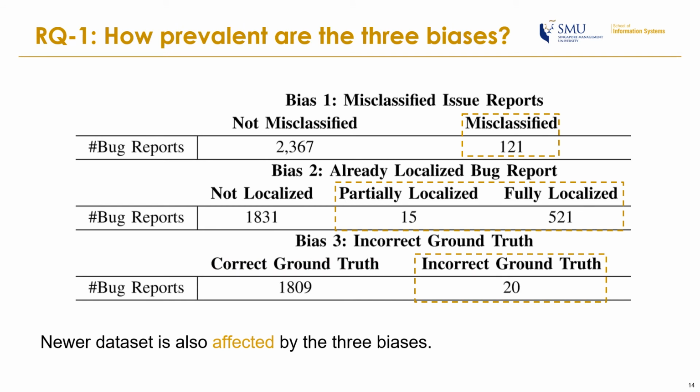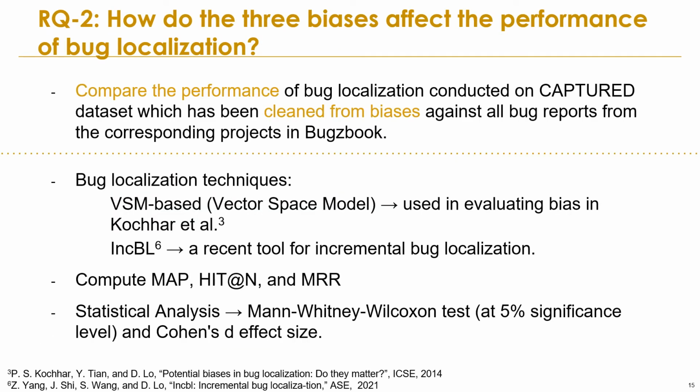The result of the analysis is that we find 121 out of 2,488 bug reports are affected by bias 1. Then, 536 out of 2,367 bug reports are affected by bias 2. And 20 out of 68 bug reports are affected by bias 3. This distribution shows that the newer dataset is also affected by the three biases. We name the dataset that has been cleaned from biases as Captured.